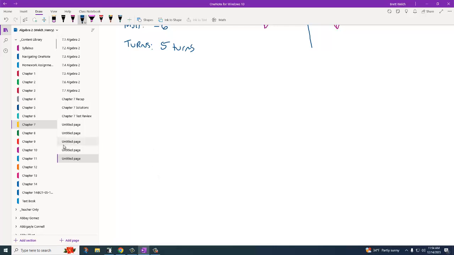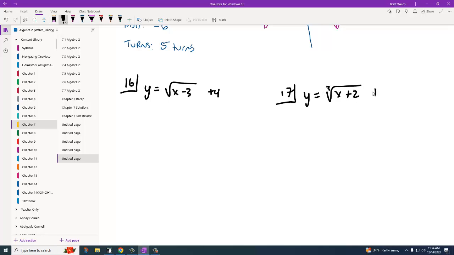All right, let's look at questions 16 and 17, more graphs. But these are square root and cube root graphs from chapter 6. So number 16, we've got y equals the square root of (x minus 3) plus 4, and 17 has y equals the cube root of (x plus 2) plus 3. In both cases, we're asked to give the domain and the range as part of our graph. We'll come back to those in a minute.